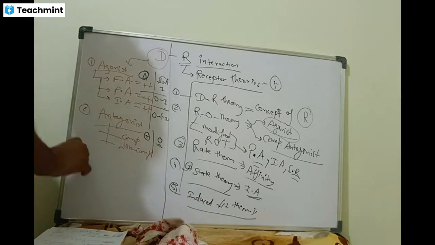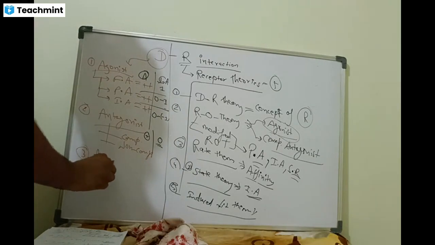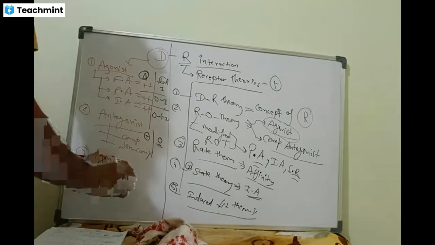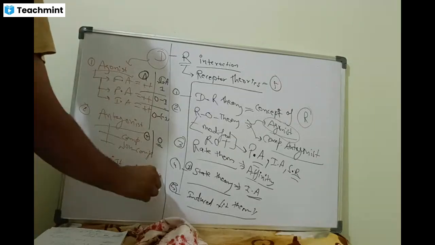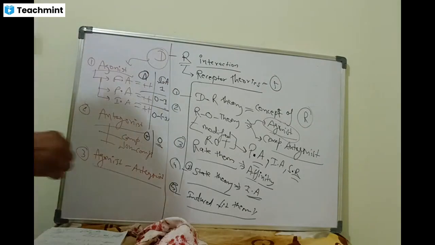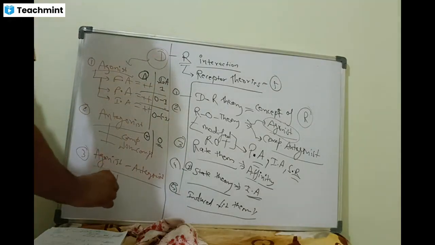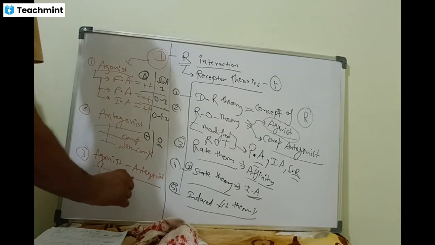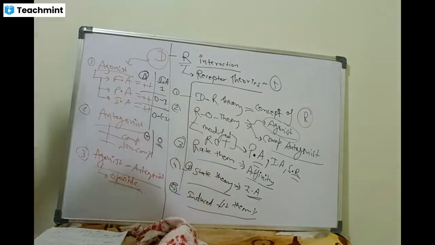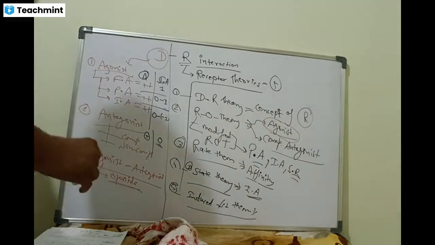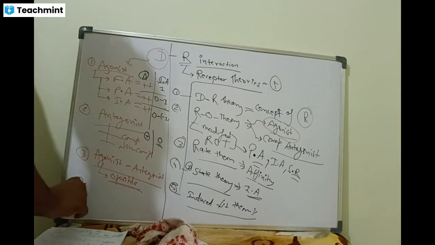Number three, we combine these two, that is agonist-antagonist drugs. This type of drug we mostly use in the case of opioids. So the opioid concept is agonist and antagonist. There is one example for this: partial agonist and antagonist.